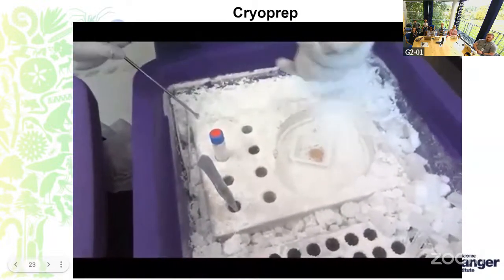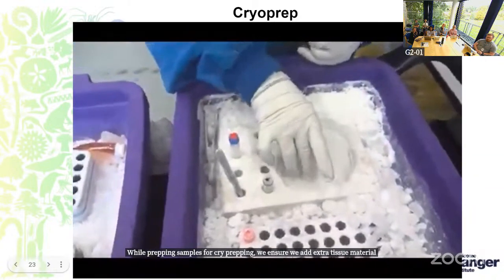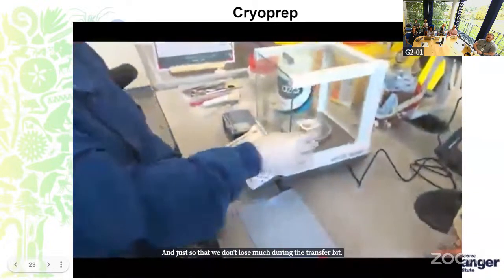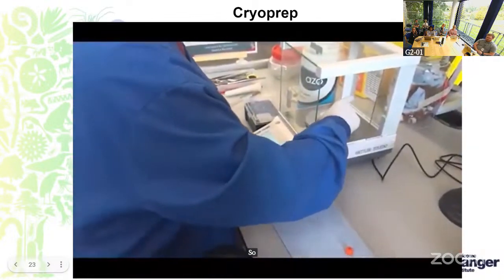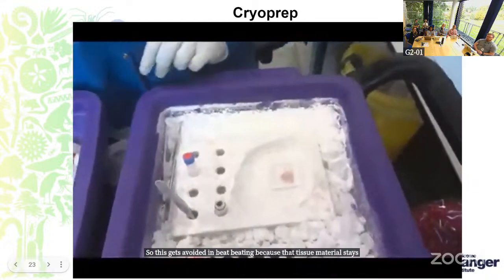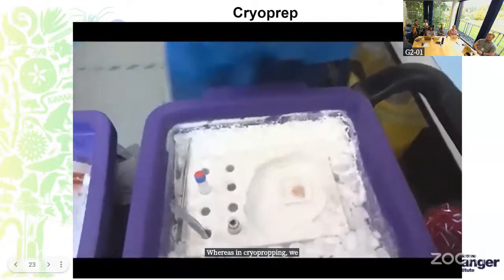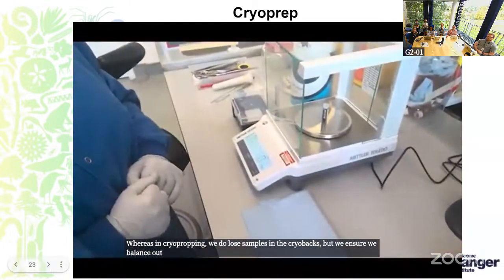While prepping samples for cryoprepping, we ensure we add extra tissue material, just so that we don't lose much during the transferring bit. This gets avoided in bead beating because the tissue material stays within the tube and is disrupted within the tube. Whereas in cryoprepping, we do lose samples in the cryo bags, but we ensure we balance out while prepping the sample for this process.